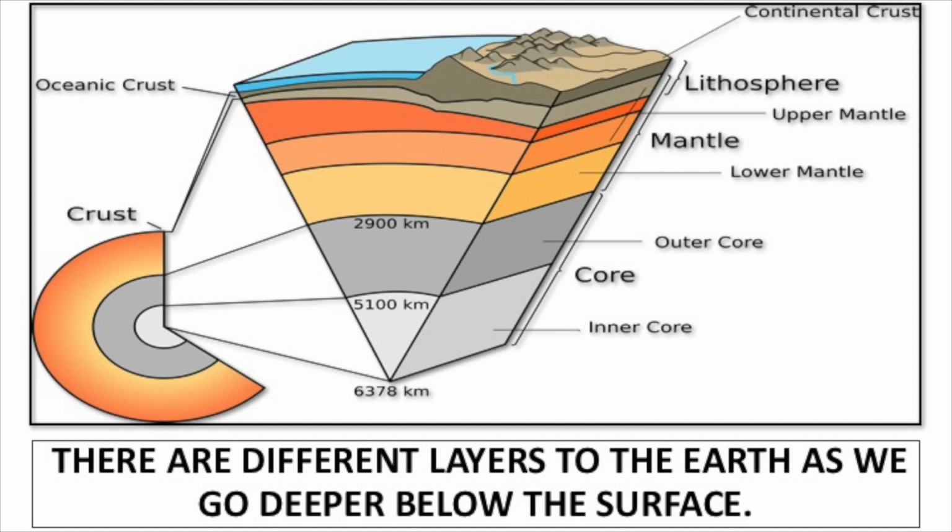There are different layers to the Earth as we go deeper below the surface. Did you know that if we keep going all the way to the center of the Earth, do you know how many kilometers we'd have to go? To get to the center of the Earth, 6,378 kilometers. If we went underground, that's how far we'd have to go.